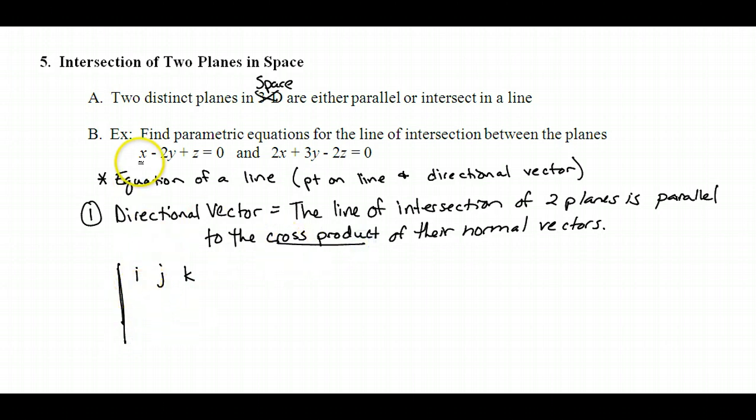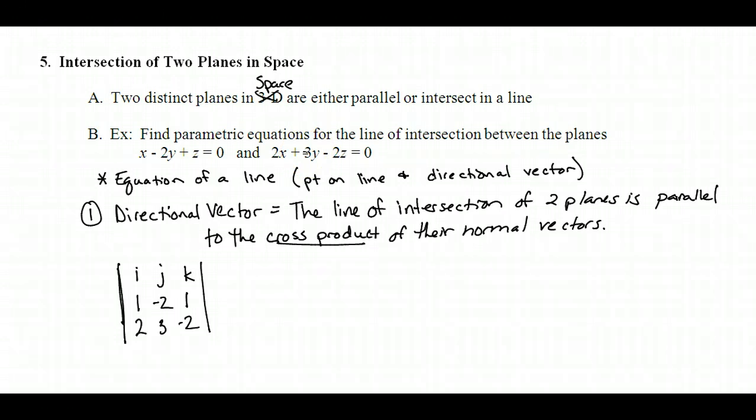So looking at our first plane, it would be 1, negative 2, 1. And our second plane, it'd be 2, 3, negative 2. And maybe jumping ahead of myself, we should probably always check first to see if they're parallel. If they're parallel, we know that they're going to be a scalar multiple of each other. Well, I'd have to multiply by 2 to get from the first one to the second one. If I multiply by 2, I'm not going to get that second one to work out, so we know that they're not parallel.